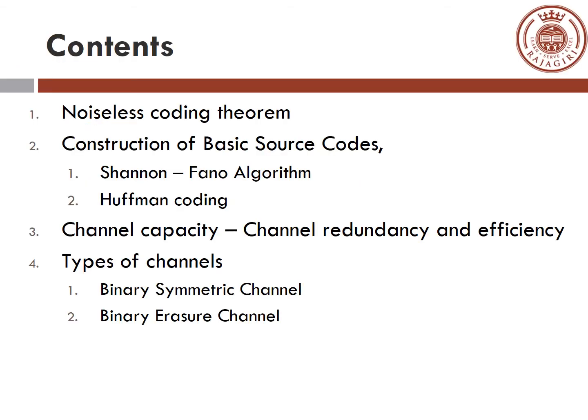So in this module we'll be dealing with the following topics. We'll first see Shannon's first theorem, which is the noiseless coding theorem. We'll see its relevance. Then we'll move into the construction of the basic source codes, the basic source coding schemes, of which you have to study just two of them, which is the Shannon-Fano algorithm and the Huffman coding technique. And on the third part, we have what is channel capacity, where you will be introduced to the channel redundancy and efficiency. And last, the different types of channels. Even though there are many in your syllabus, we are restricting it to two types of channels, which is binary symmetric channel and the binary erasure channel.